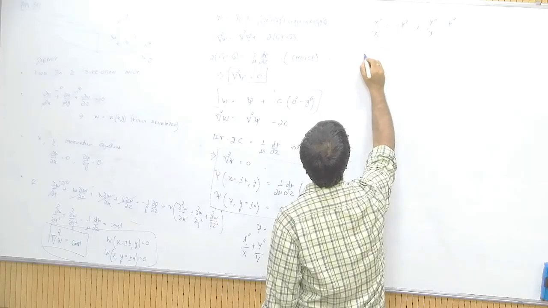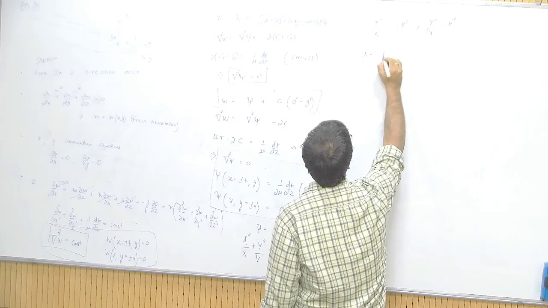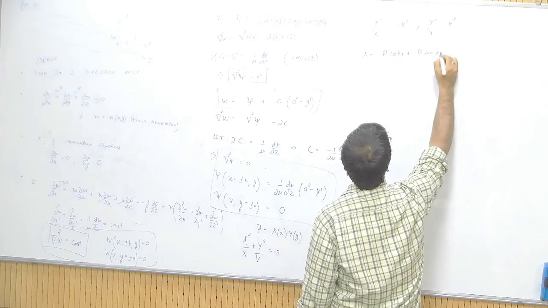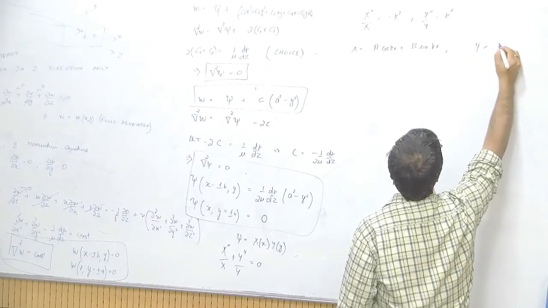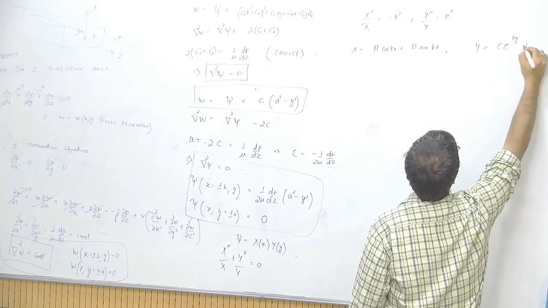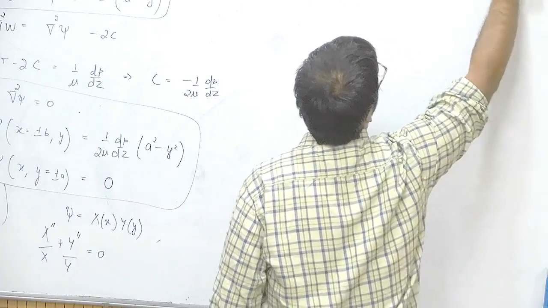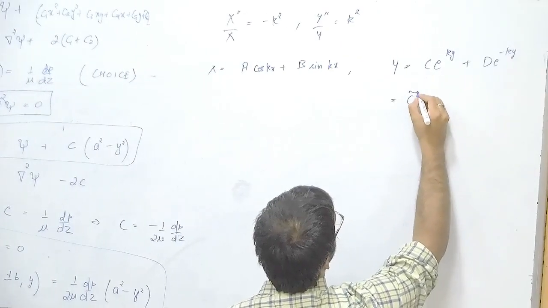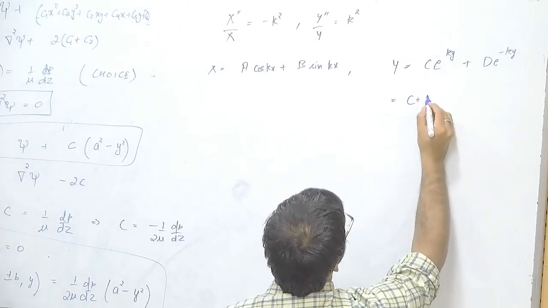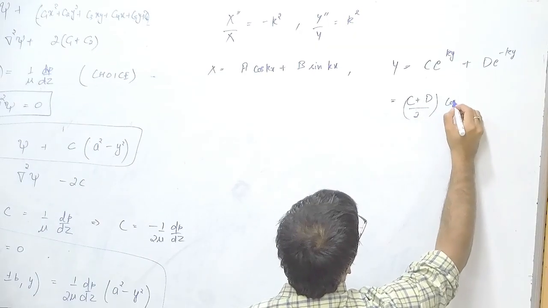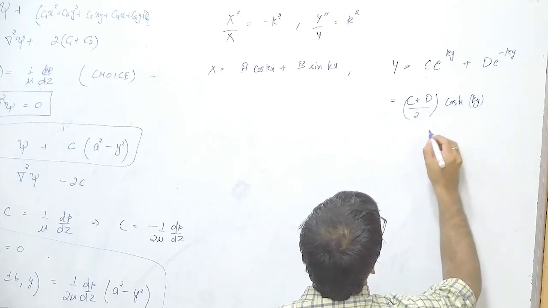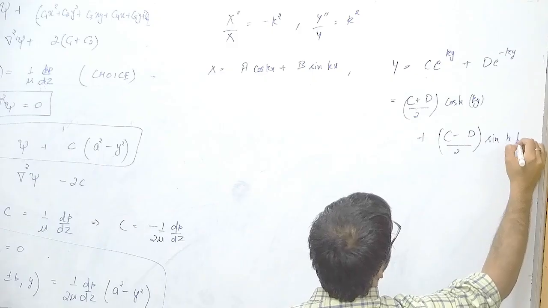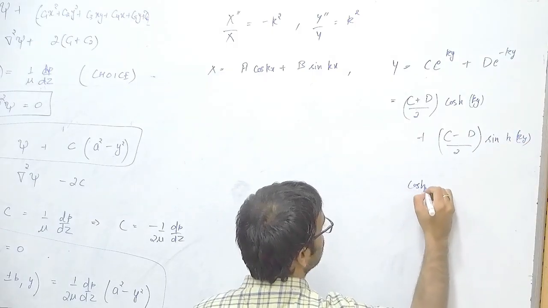So, first of all, what are the general solutions? General solutions are, let us say, a cos kx plus b sin kx, and then for y it is c e to the power ky plus d e to the power minus ky. Another way of writing this would be c plus d over 2 cos hyperbolic ky plus c minus d over 2 sin hyperbolic ky. I hope you guys know these relations.